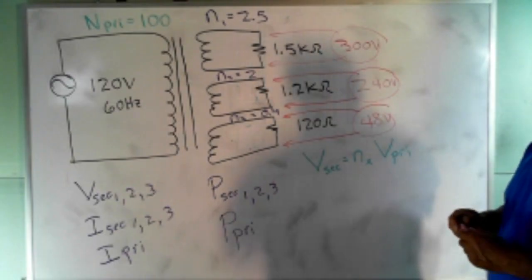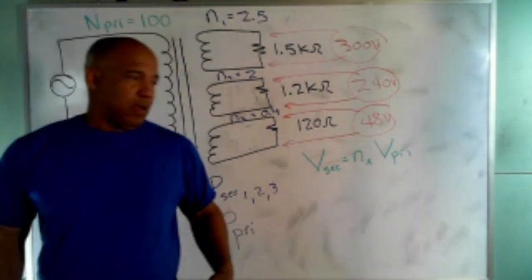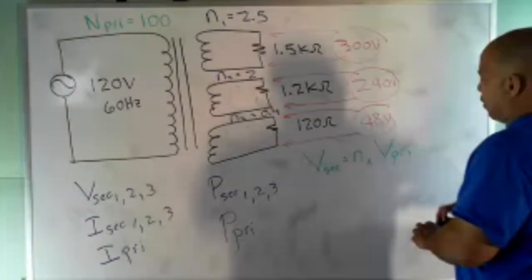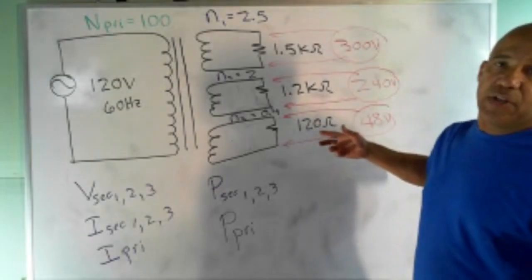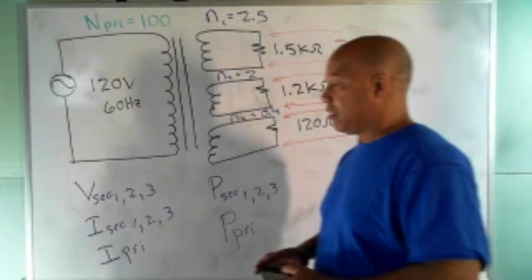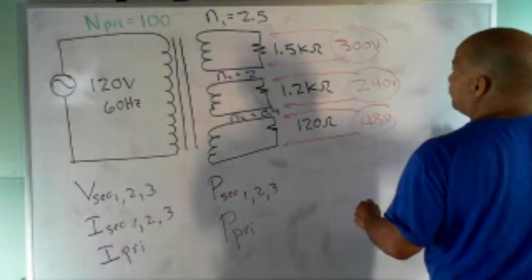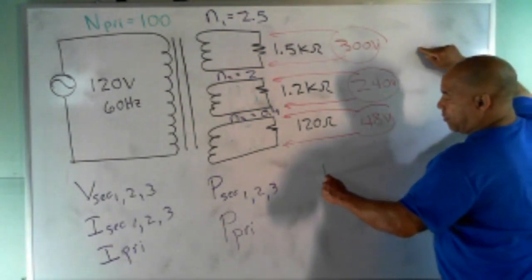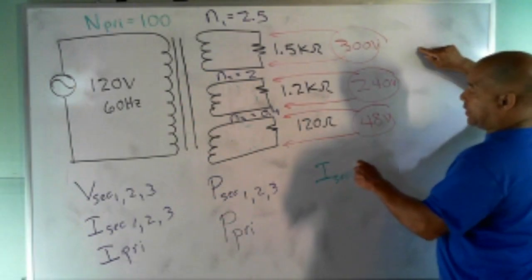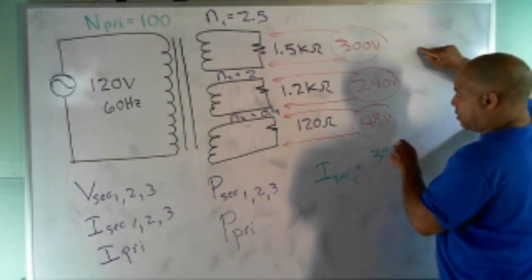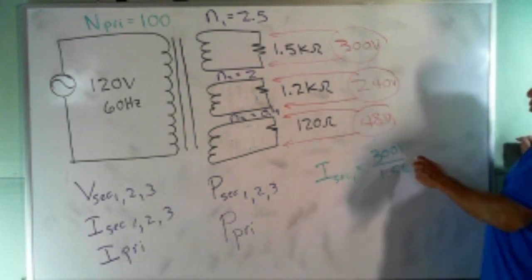Okay, so now we can find the secondary currents using Ohm's law. I wouldn't use any of those other equations. Ohm's law is the most direct way to do it. So since we know the voltage across the resistors and the value of each resistor, we can just use Ohm's law, keep it simple. So for the first one, the current we'll call I sec 1. It's going to be V sec 1, which is 300 volts, over the load, which is 1.5 K. What's 300 divided by 1.5?